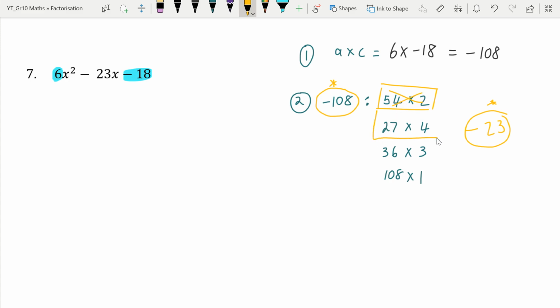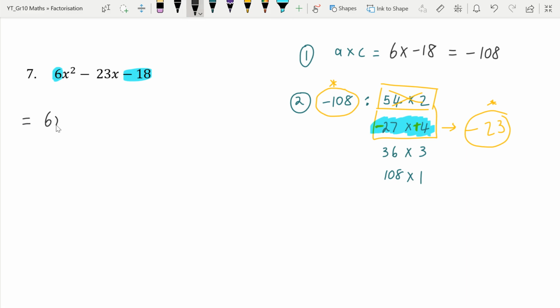Let's look at 27 and 4. Well, if it is a negative 27 and we add 4 to it, that is going to give us negative 23. So it works so far. And if we multiply them, is it going to get us back to negative 108? Yes, it is, because negative 27 times positive 4 gets us back to that. So we found a factor pair that works.